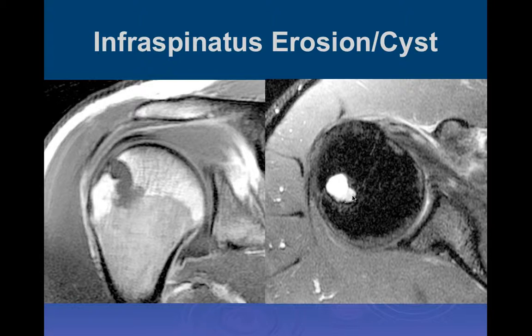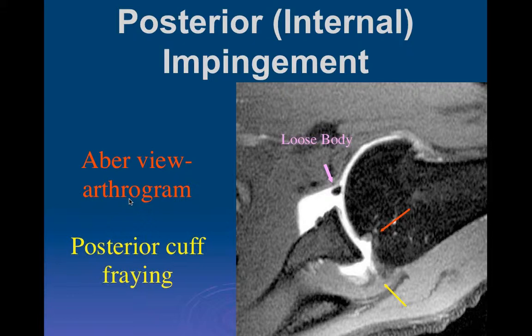So the Hill-Sachs lesion was first described in the modern literature in the 1860s, I believe. I had that slide earlier, and Hill and Sachs were in the 1940s.